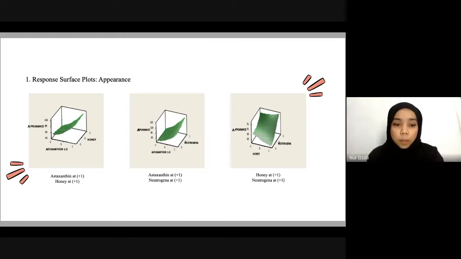In terms of appearance, the interactions between astaxanthin and honey, astaxanthin and Neutrogena, and honey and Neutrogena indicate that the respondents like it when all the ingredients are at the higher concentration, which is at the level of +1.